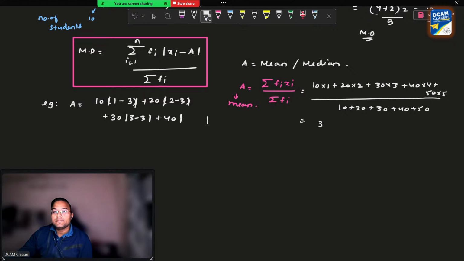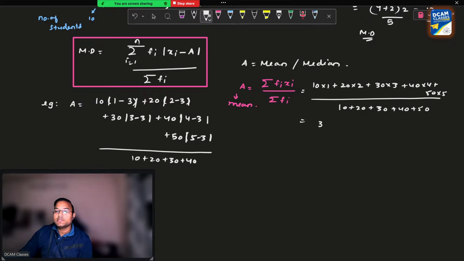4 minus 3. Plus 50 into 5 minus 3 divided by 10 plus 20 plus 30 plus 40 plus 50. This is how we do it. So this value will come 0. Again, it will be 2 into 10 into 2 plus 20 into 1.